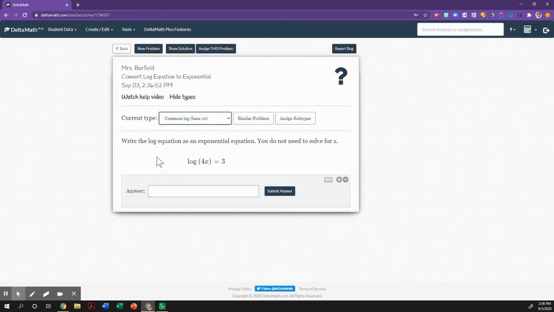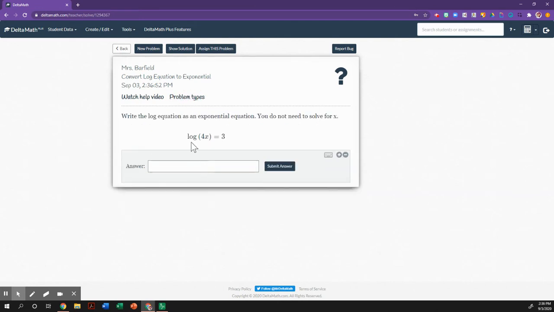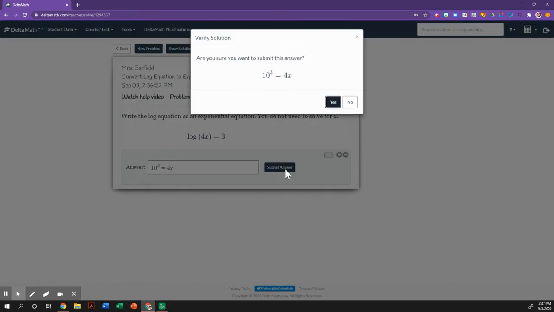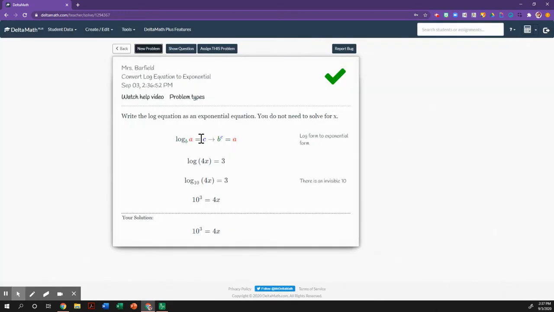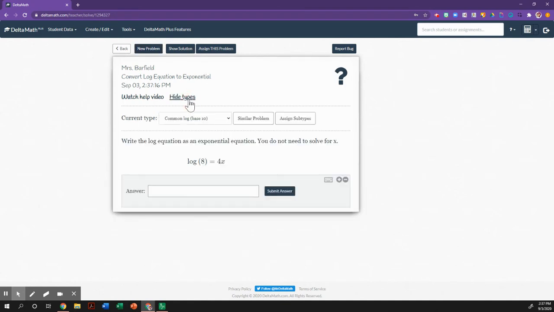All right, so log of 4x equals 3. So remember, when we don't write the word log, that is base 10. So 10 to the third power equals 4x. Submit my answer. There we go. Next problem. I'm switching through the problem types.